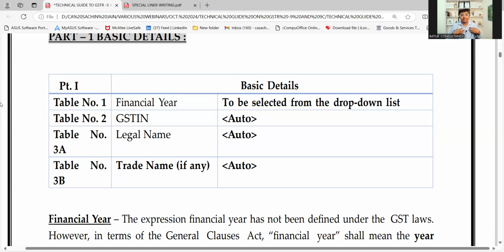Suppose I have taken the GST registration. My name is Sachin Jain. Okay. So my legal name will be Sachin Jain. But I have provided the trade name that my business should be Messrs Batuk Consultancy. In such a situation, the trade name will be Messrs Batuk Consultancy. That will be here. In this particular part 1, the maximum things will be auto-populated when you select a particular client.